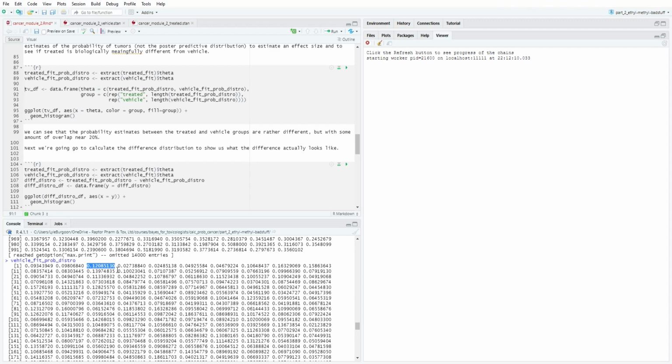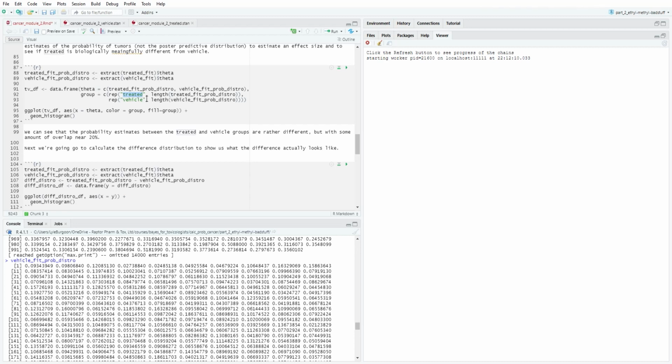The next column next to it is going to be a label. And that label is either going to be treated or it's going to be vehicle. And that label is going to be based on the position, right? So I know I've got 15,000 of these treated fit prob distro blocks. But because I don't necessarily want to guess that that's what I have, I know that's what I have, but it's better to just tell the computer, use the length of this vector treated fit prob distro to repeat this label treated that many times.